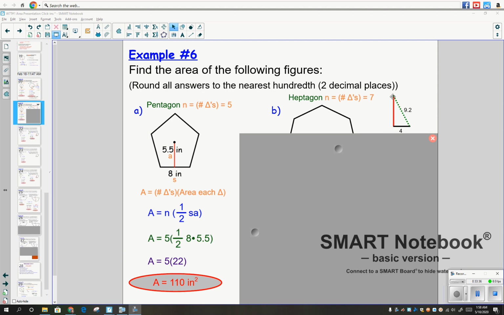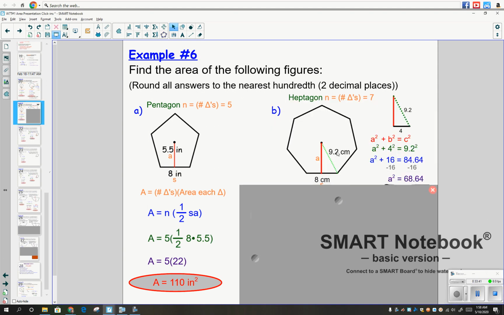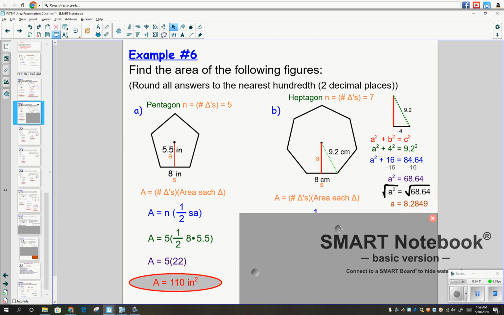Well, I've got the red line, here's the apothem. What I need to do is a squared plus b squared equals c squared. I know obviously this is 9.2. Well, 8 is the entire length of the side, but as I mentioned earlier, the apothem not only is perpendicular to the side, but it's the midpoint. It's the perpendicular bisector of each side. So that would be 4. So a squared plus 4 squared equals 9.2 squared. A squared plus 16 equals 84.64. Subtract 16 from both sides. Take the square root. What's the apothem?